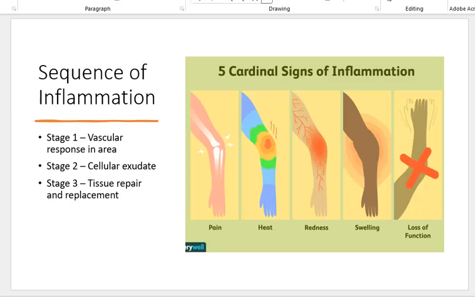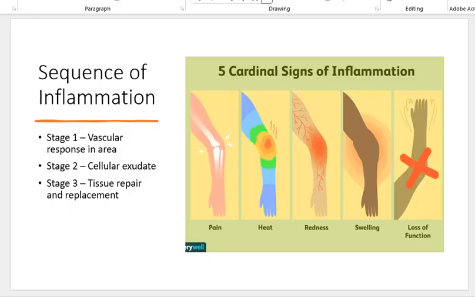Number 2 is amplification or the cellular response. This is the chemical signals that recruit circulating immune cells. So the neutrophils migrate to the site and begin phagocytosis. Monocytes arrive and differentiate into macrophages. The complement proteins and clotting factors reinforce defense. Your key players here for stage 2 are neutrophils, which are your first responders, macrophages, and then your complement system.